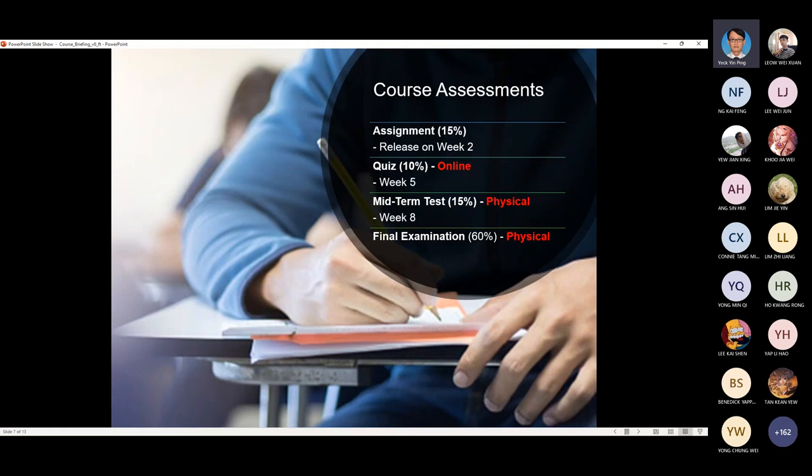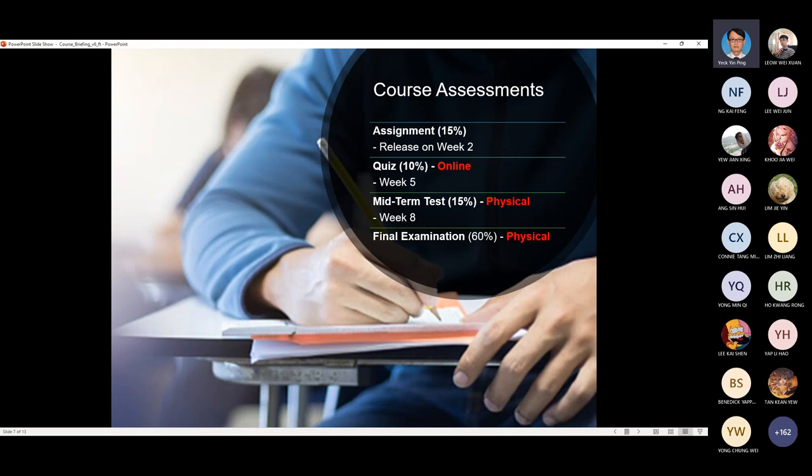It's week two. This is your group assignment, but the assessment component will be based on both group and individual work. For the quiz, I'll conduct an online quiz. It's 10 marks out of 40, and it's only in week 5. And the midterm test is 15 out of 40.